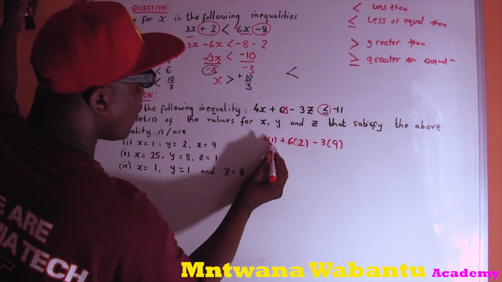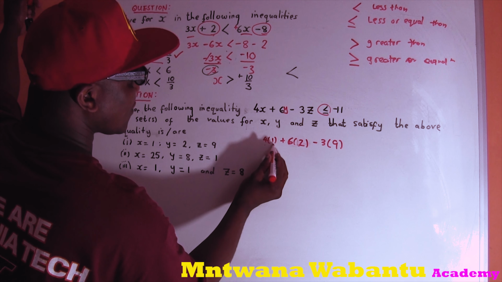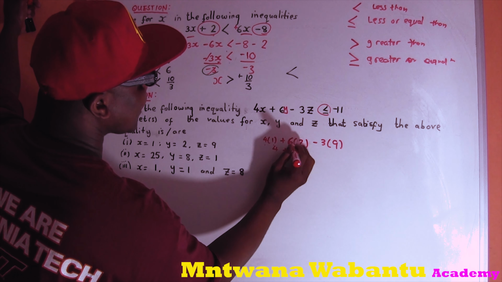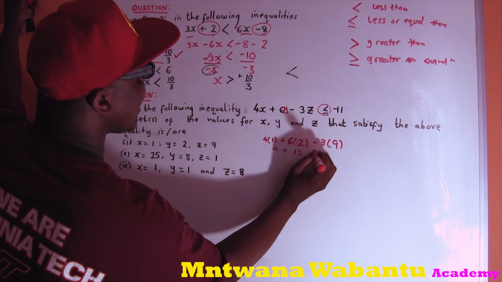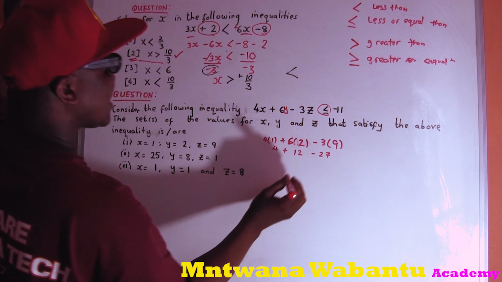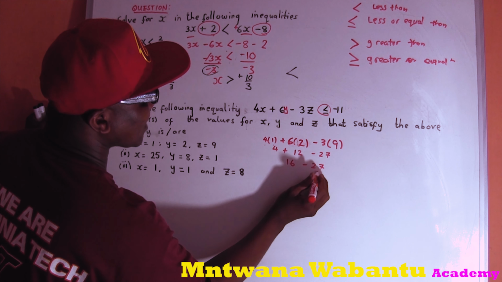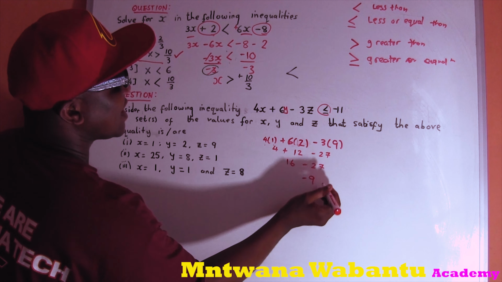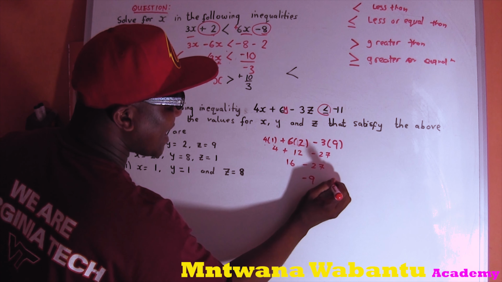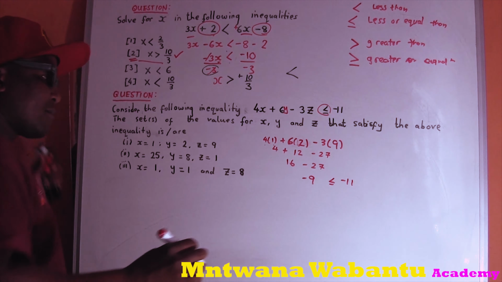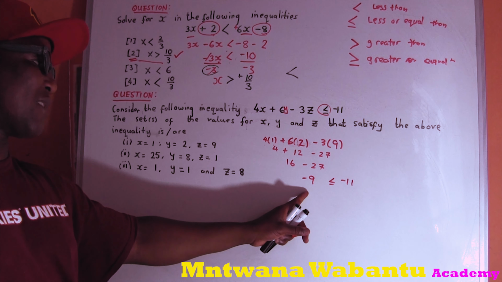Now 4 times 1 is 4, so it's 4 plus 6 times 2 equal to 12, and then minus 27 because 3 times 9. Now this is 16 minus 27. 16 minus 27 is -9. Is -9 less or equal to 11? Which is bigger? Is it true -9 is less?